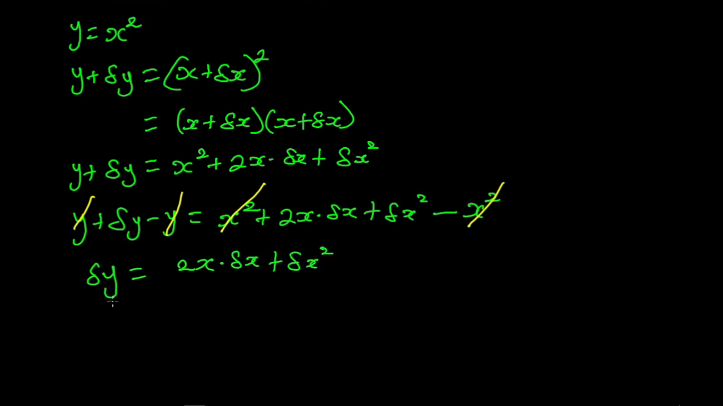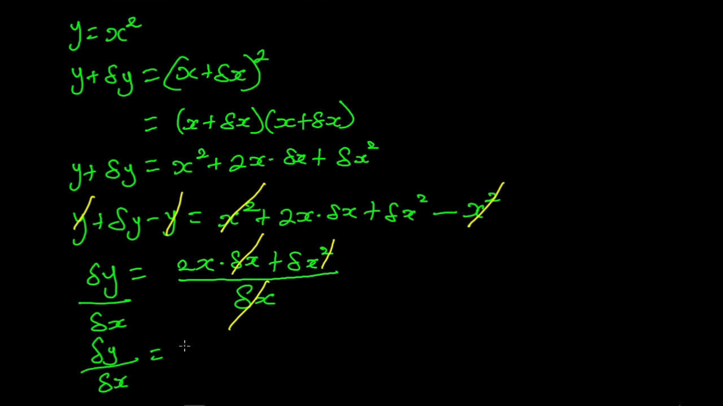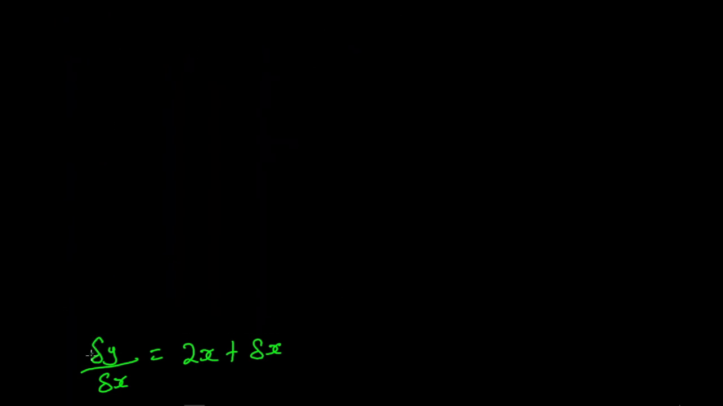Now the next thing we do is we divide both sides by delta x. So we divide this side by delta x, and we divide this side also by delta x. This is going to go with this, and this is going to take out one out of these two, so we'll be left with delta x there. In that case, delta y over delta x will be equal to 2x plus delta x.